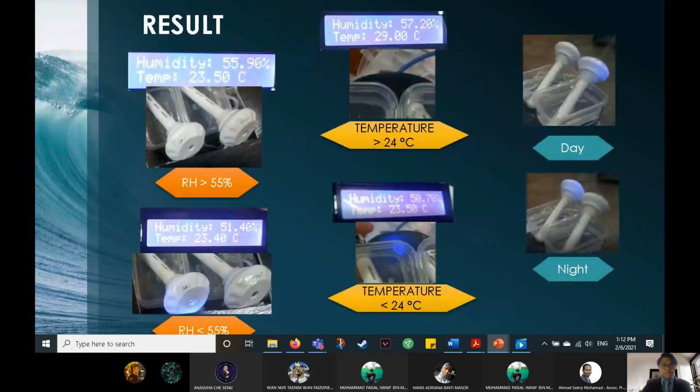So this is the result: if the relative humidity is higher than 55%, it will turn off. If the relative humidity is below 55, it will turn on the humidifier. If the temperature is higher than 24 degrees Celsius, the heater plate will turn off. And if below, the heating plate will turn on. So as I said earlier, the day and night water mist will change depending on the time.